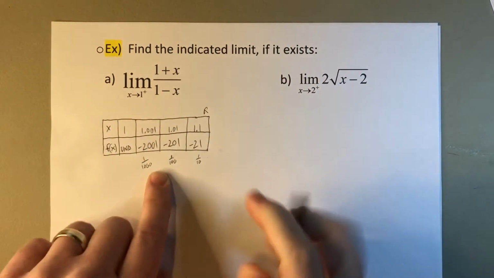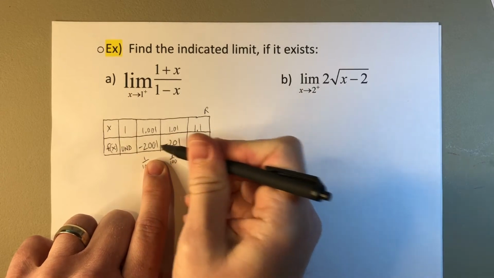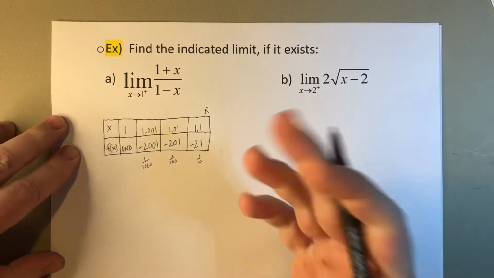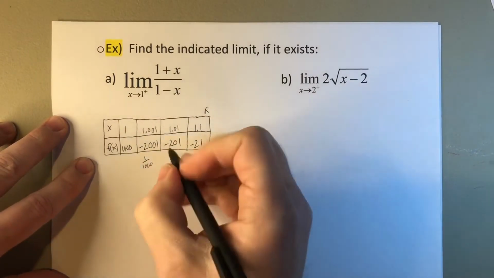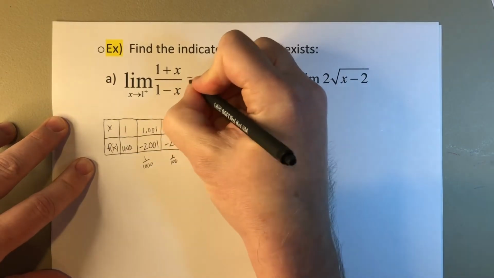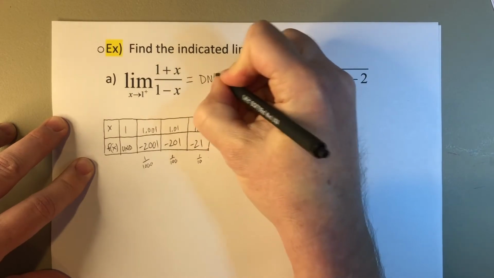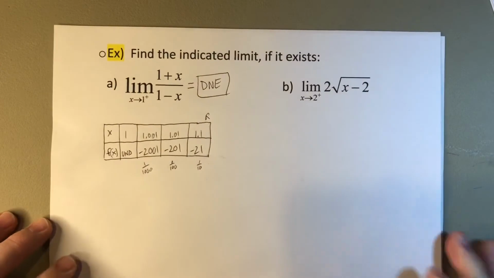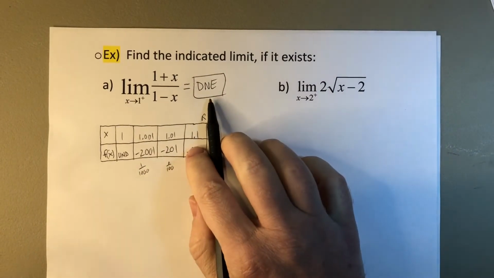Well, as you can see, these values are getting smaller and smaller and smaller. The y values are getting smaller and smaller and smaller. They're not homing in on or approaching one specific y value. Therefore, this is actually approaching negative infinity, but because it's approaching either infinity or negative infinity, we say that this limit does not exist. If you ever have a limit that is approaching infinity or negative infinity, really that implies the limit does not exist.